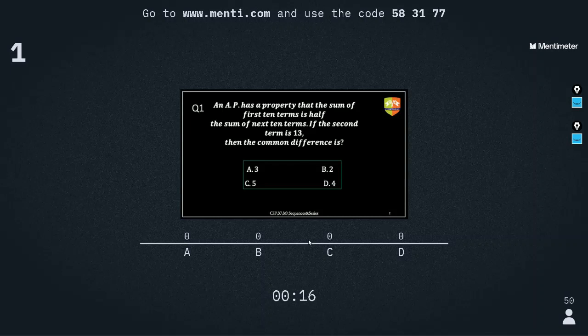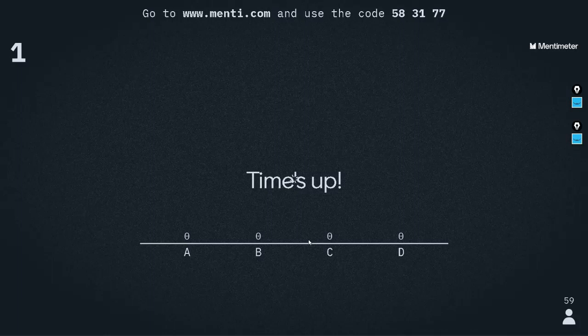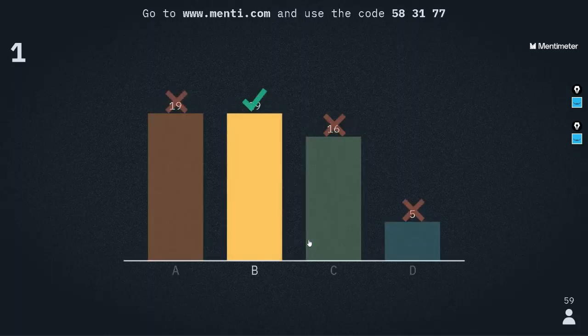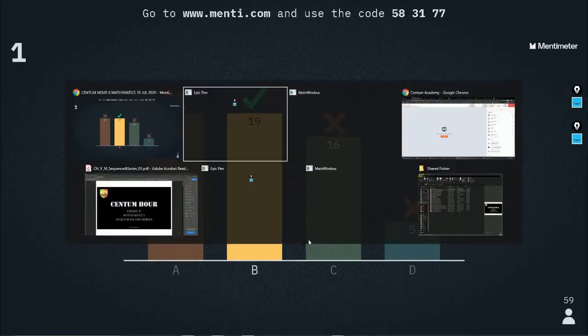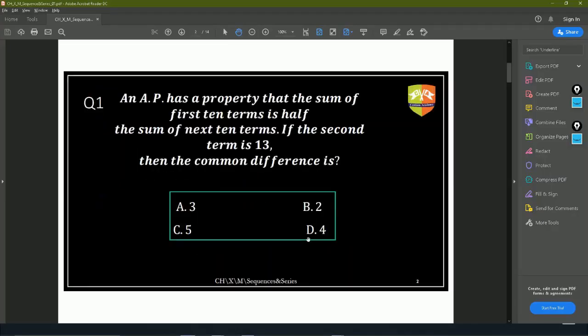Oh, 47 people have already solved this. That's really surprising. Okay, let's see. So this is something which is okay. So here was the question. Yes, so it will take some time for you to solve this question. Where is the question? Yeah. So this was the question, right?